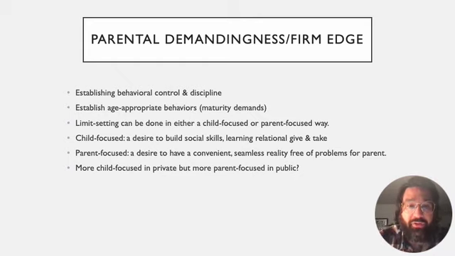So the parental demandingness part, which is the firm edge part of that care parenting model, is about establishing behavioral control and discipline, establishing age-appropriate behaviors, maturity demands. Limit setting can be done in either a child-focused or parent-focused way. And again, we're trying to communicate in a child-centered way as much as possible.